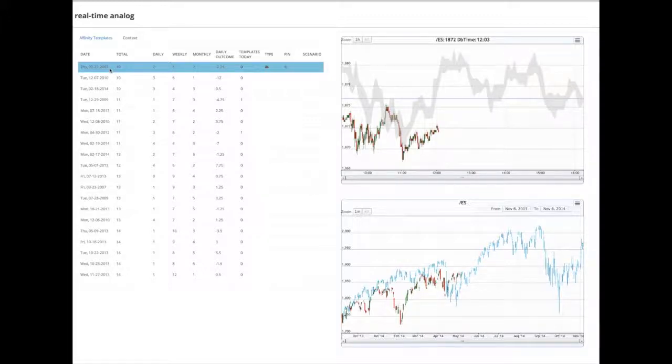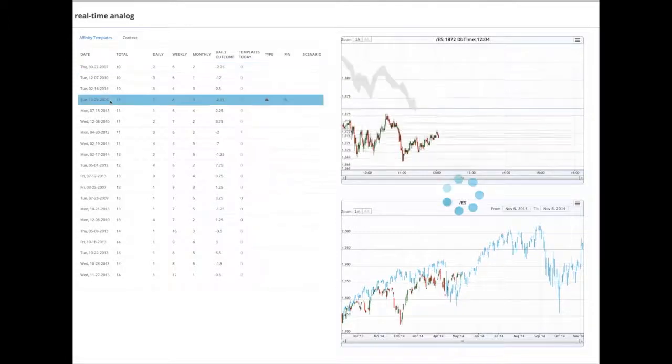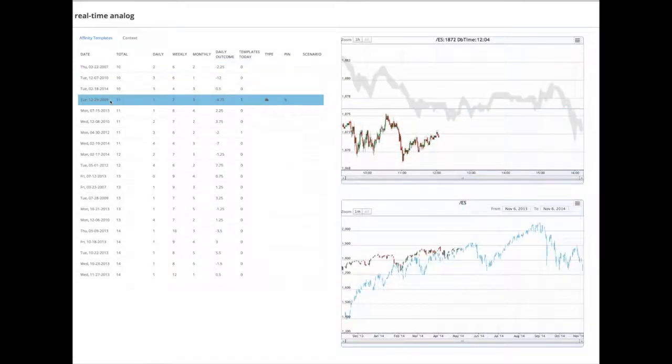And I know this because there's a column called Templates Today. This column will show you the number of templates showing any appreciable affinity with the trading as it's happening so far today. If you mouse over any of the values, you'll see exactly which templates real-time analog has found affinity with, as well as their corresponding lambda and epsilon values. So if we look at this date here, I think that an analogous opening is pretty apparent.